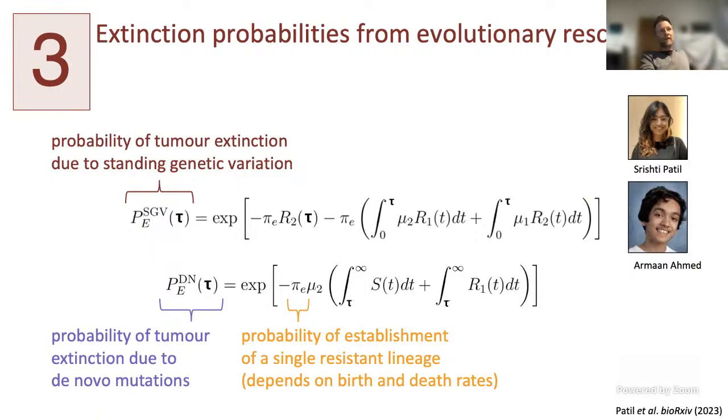And what is very nice about this is that Srishti was able to find from the evolutionary rescue theory literature ways of calculating these two probabilities of extinction. And this is essentially based on a Poisson process.